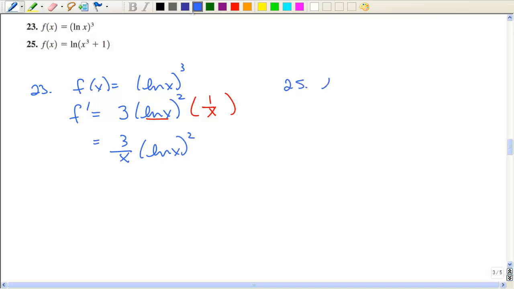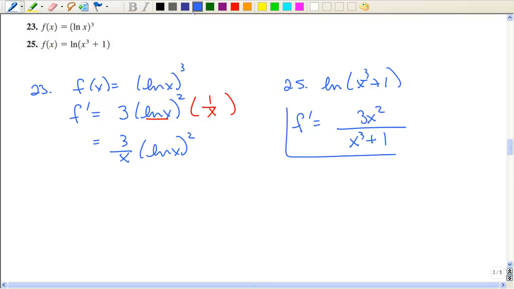Number 25, can I use any properties of logarithms? No, I cannot. I cannot distribute. This power is not over the whole thing, so I just have to take the derivative. So the derivative would be this in the denominator, and the derivative of that is 3x squared. That goes in the numerator, and you're done.